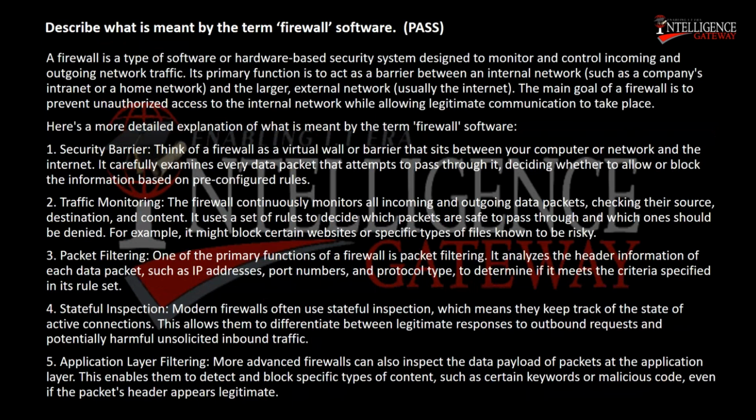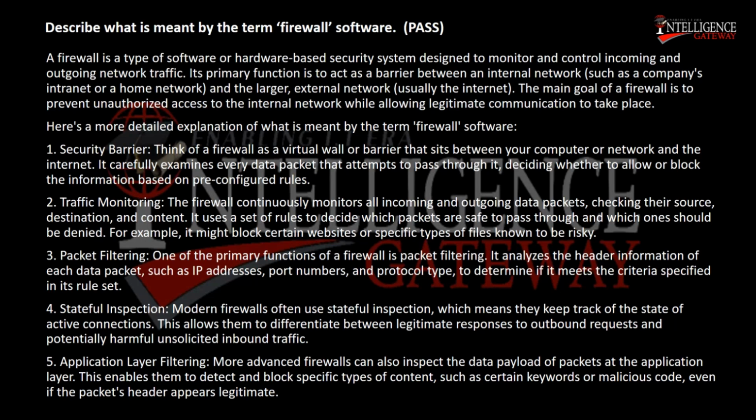Describe what is meant by the term firewall software. A firewall is a type of software or hardware-based security system designed to monitor and control incoming and outgoing network traffic. Its primary function is to act as a barrier between an internal network, such as a company's intranet or a home network, and the larger, external network, usually the internet.